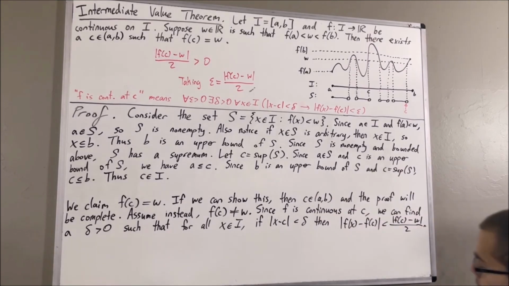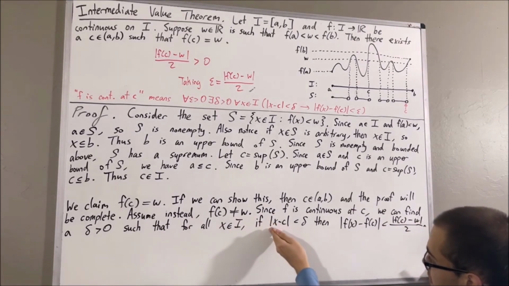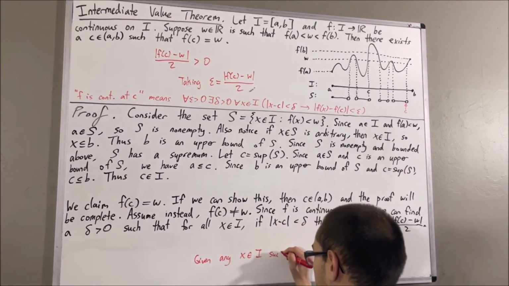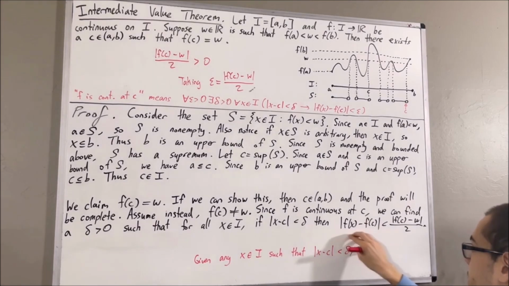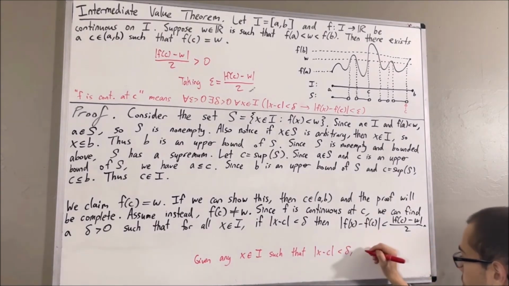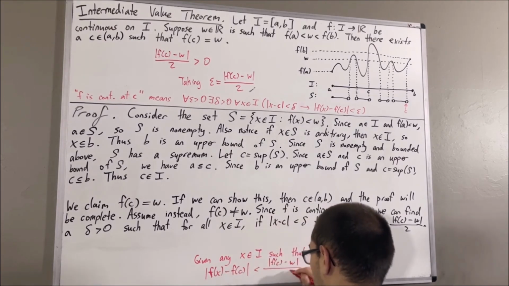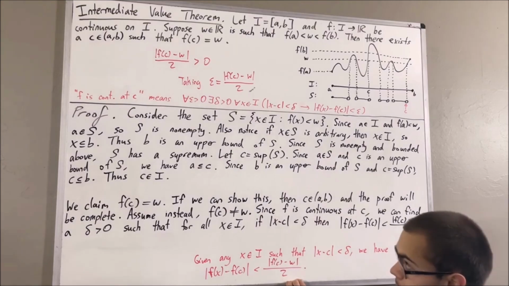Now from here, if we give ourselves an arbitrary element x in I such that the absolute value of x minus c is less than delta, well then, we know that this inequality will be true. But we can re-express this inequality in a different way.